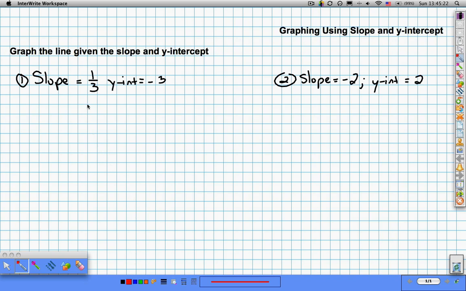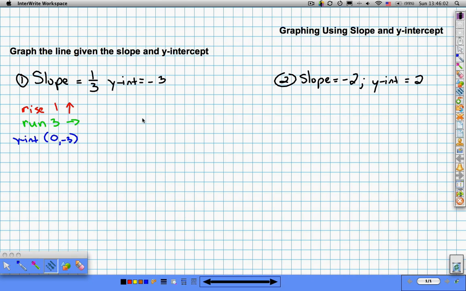For the slope, we have to think about what it means if it's 1/3. Remember, slope is rise over run. So if it's 1/3, that means we will rise one step and then run 3. Notice they're both positive, so for the rise we will go up, and for the run we will go to the right. The y-intercept is -3. If we write it as a point, because remember intercepts are points, it would be (0, -3). We now have the three main pieces of information that we need to graph.